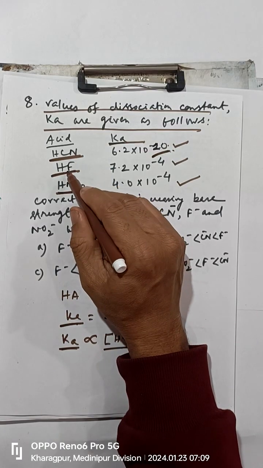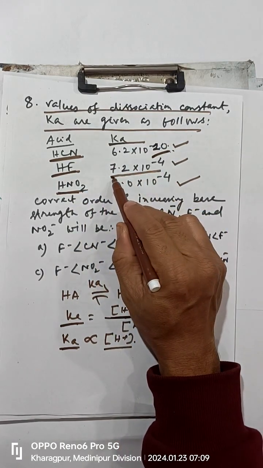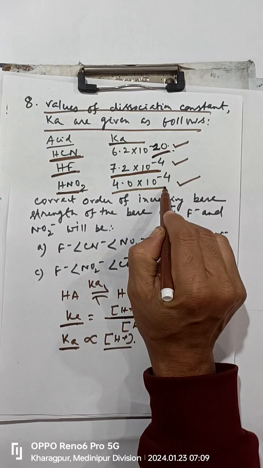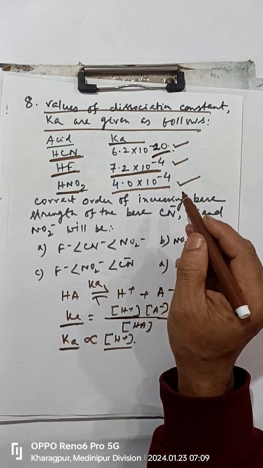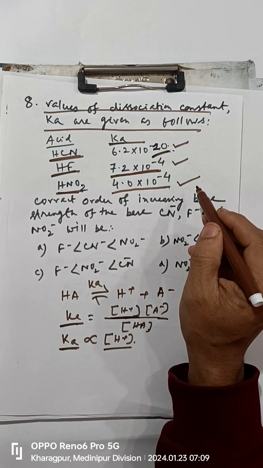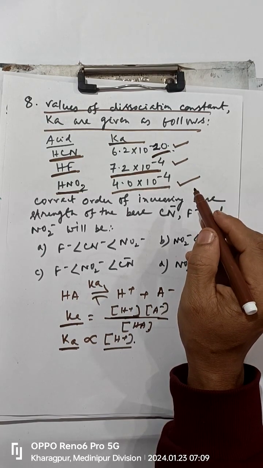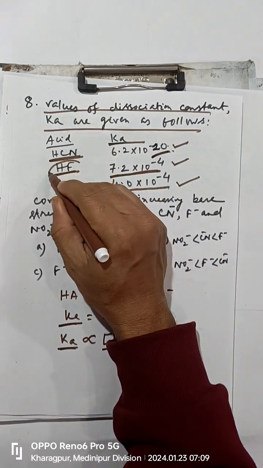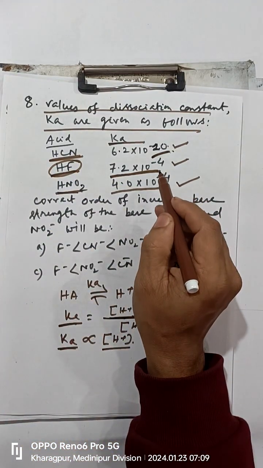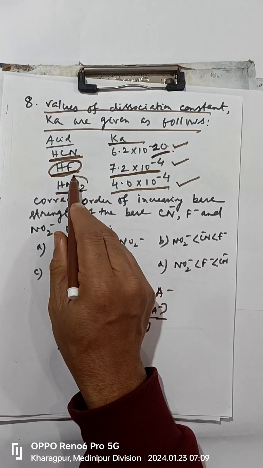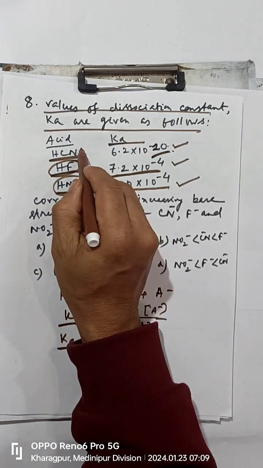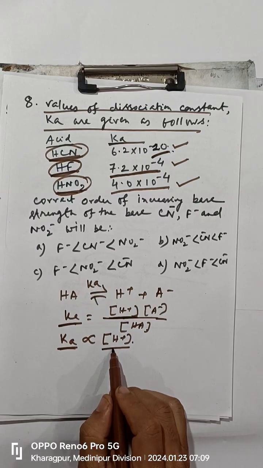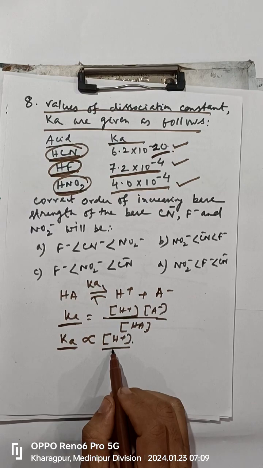With respect to HCN, HF has a much higher value compared to HCN, and HNO2 has a value almost half of the dissociation constant K of HF. So what can we conclude here? The highest value of K is for HF. We have already seen the value given, and after that the value for HNO2, and the lowest value of K is for HCN.